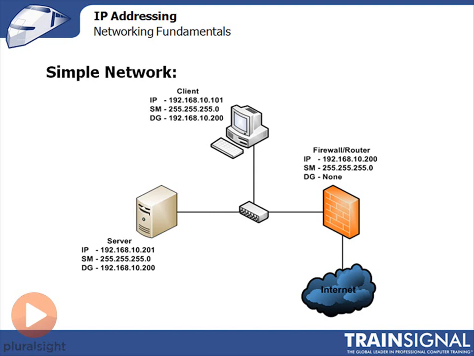Now you can see that those two computers are connected to a hub or a switch, but you might also notice that there's a third device which is also connected on this same network. I have it listed as firewall or router. It also has an IP address on this network, which is 192.168.10.200, subnet mask of 255.255.255.0, representing it shares the same network ID, 192.168.10, and a unique host ID of 200.